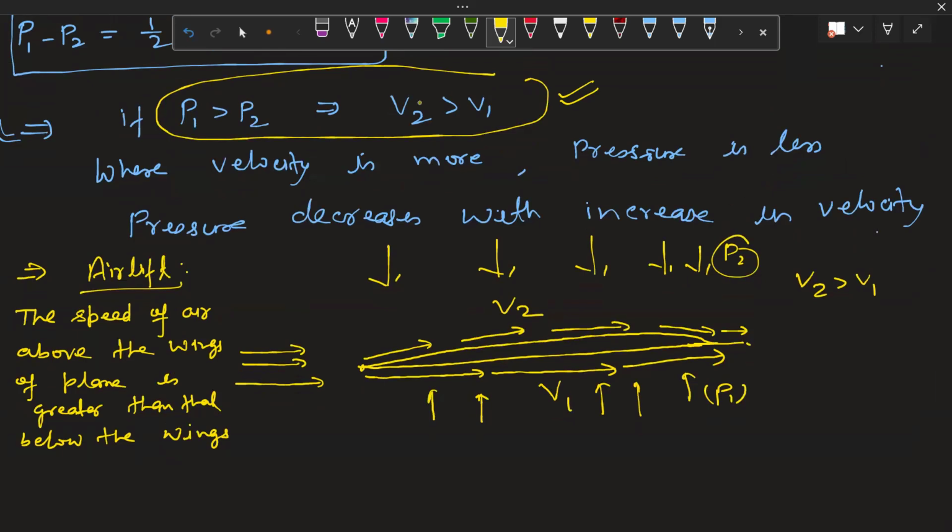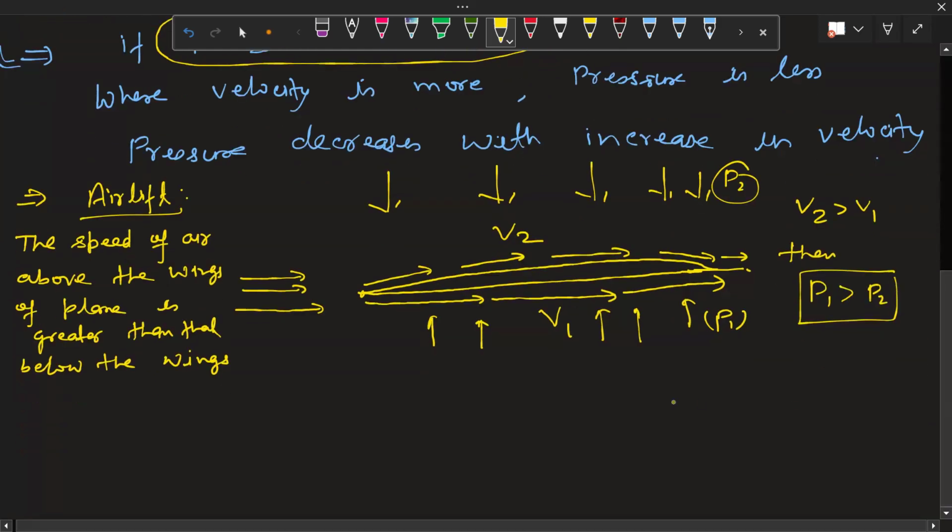P1 is greater than P2, because V2 is more than V1. Here I say that on the top of the wing, speed is more. Here V2 is more than V1. So if V2 is more than V1, then P1 will be greater than P2. So the upward pressure on the plane will be more. That's why the plane goes up in the sky.